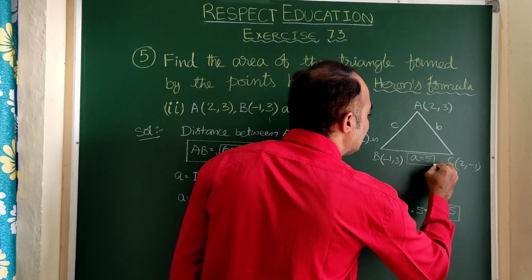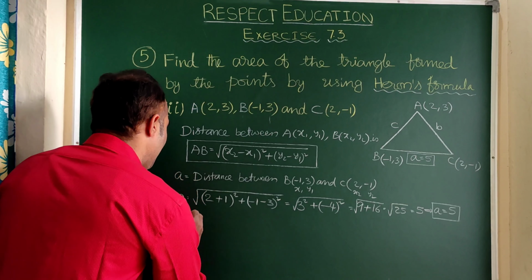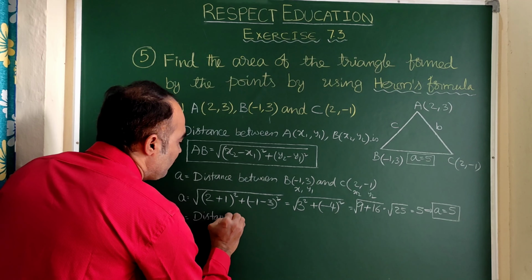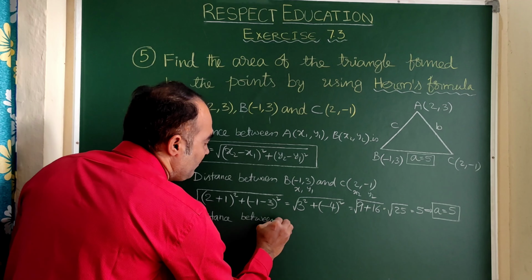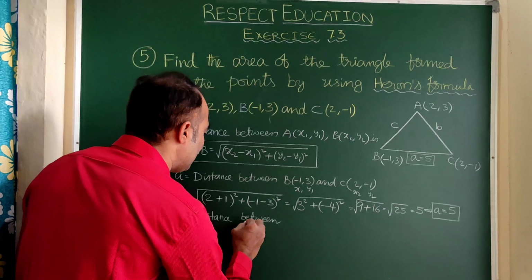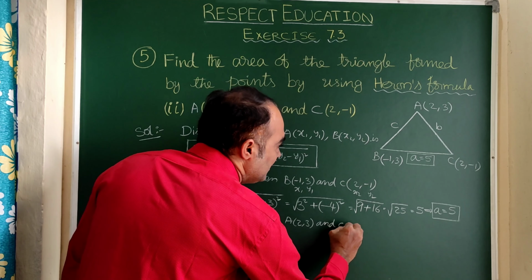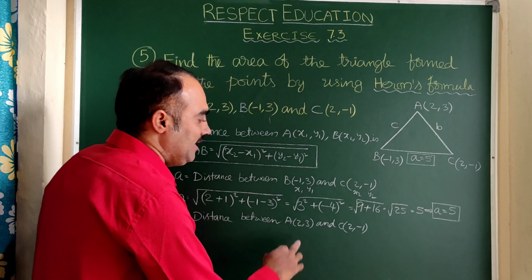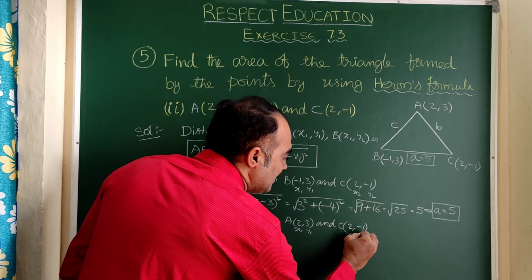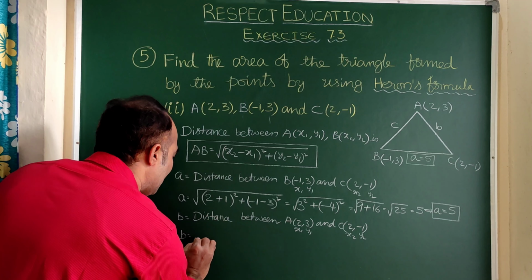So we got A is equal to 5. Now we are going to find the value of B. Here B is the distance between A(2, 3) and C(2, -1). In this case, let us label A as (x1, y1) and C as (x2, y2). So let us substitute these values in this distance formula.